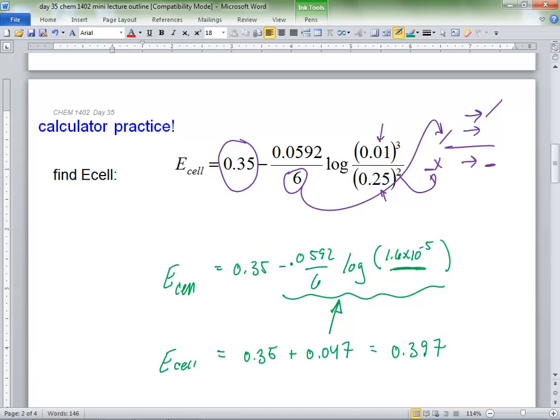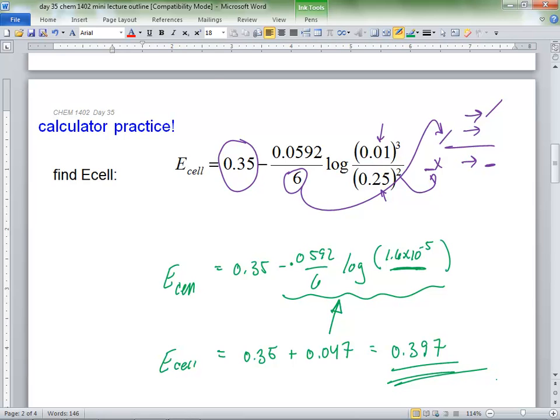Marlena, you guys got it? Okay, no problem? Okay, so we're good on it. Bianca. Just add 0.35 plus 0.047. You have to take this 0.01 cubed divided by the 0.25 squared, push log, times 0.0592, divide by 6. Right? Okay. You got it?